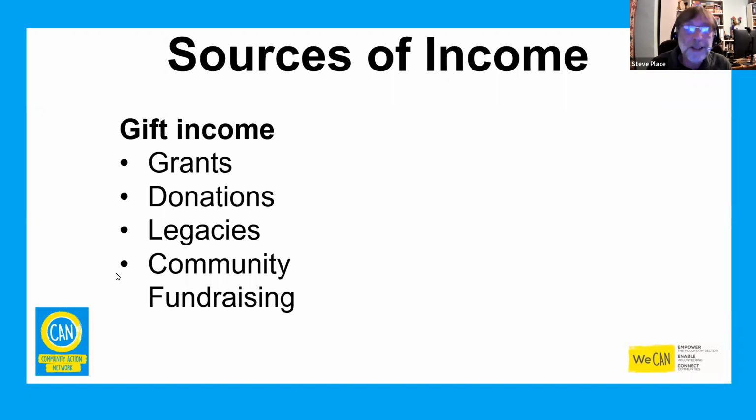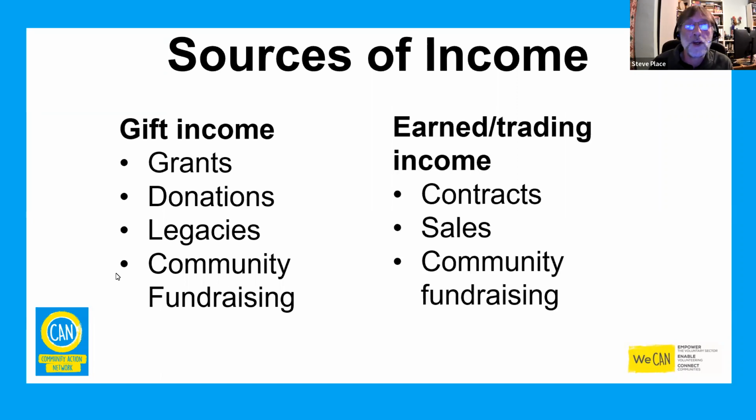And then you've got your community fundraising, and then earned and trading income. Nobody mentioned this, but contracts. Some of you might have contracts to deliver, particularly if you're doing work in the public sector. Over the last 20 or 30 years, many public bodies have moved from grants to contracts, and a contract is earned income. Then you've got sales of stuff, and again community fundraising, which I'll talk about. The other thing you have is interest, so if you have money squirreled away, you might be earning some interest on it as well.